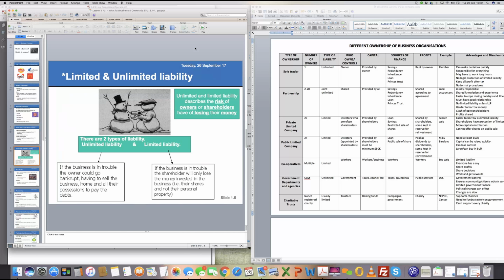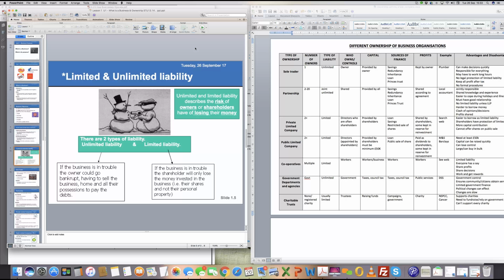Now, the other bit that we need to understand in terms of classification is what is limited and unlimited. Why do we add the word limited to a business? Some of the businesses are called LLC, limited liability company. These terms are what we need to understand. So the classification of private and public is understood.